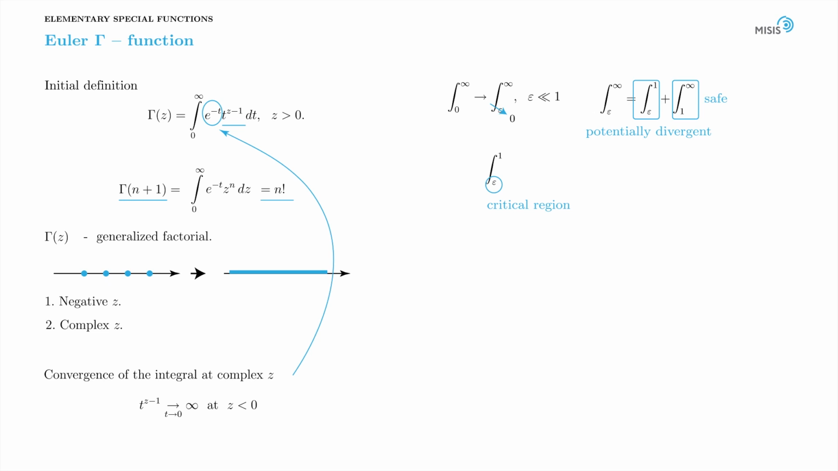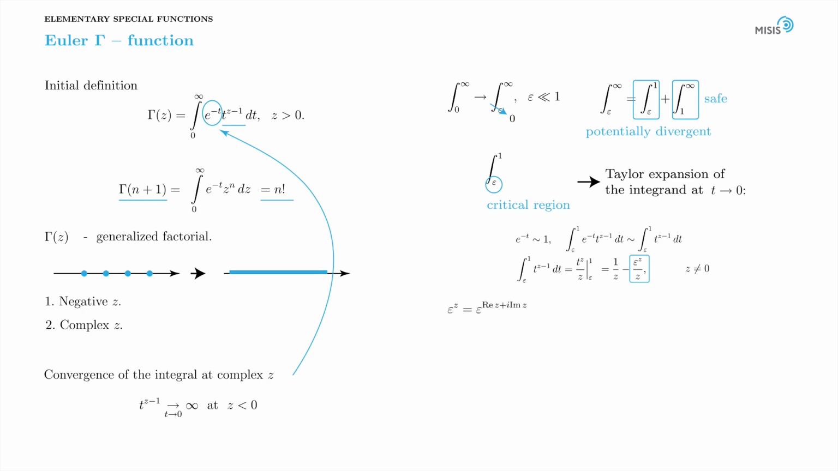Therefore, we may simplify the integrand expanding all the functions into Taylor series. The exponential is turned into 1, while the power function stays the same. In this way, we have arrived at a simple integral of power function with elementary antiderivative. So we integrate. Here, we assume that z is not equal to 0. Now we see the problematic term. It's epsilon to z. Let's see what is happening at small epsilon.